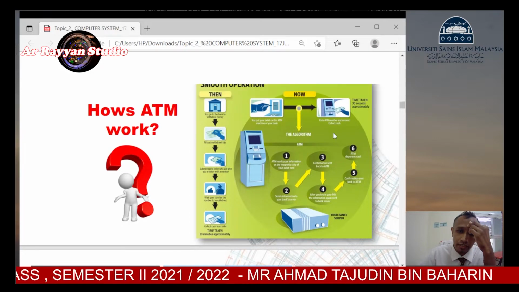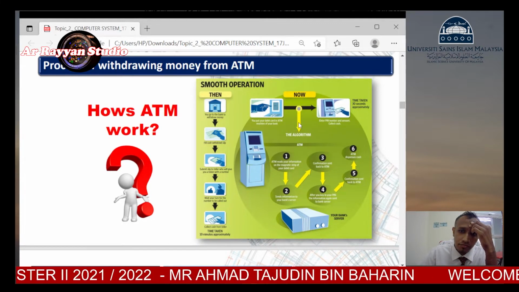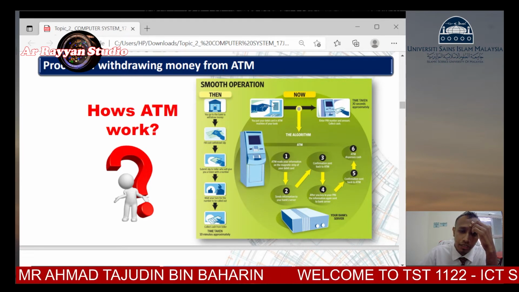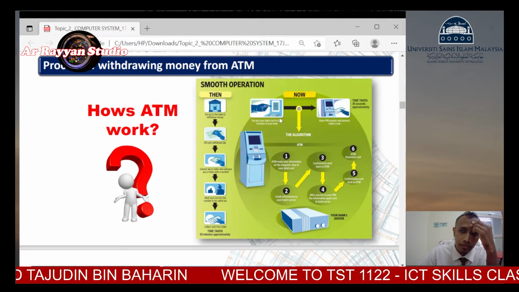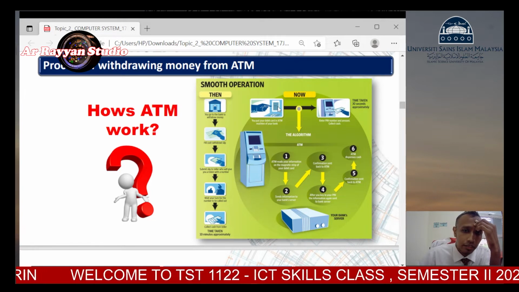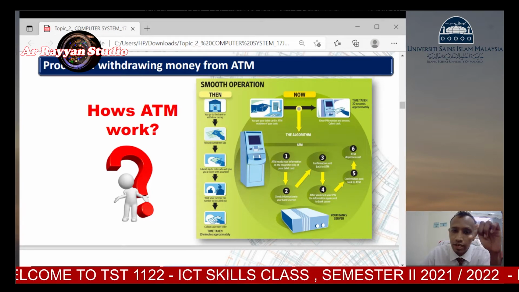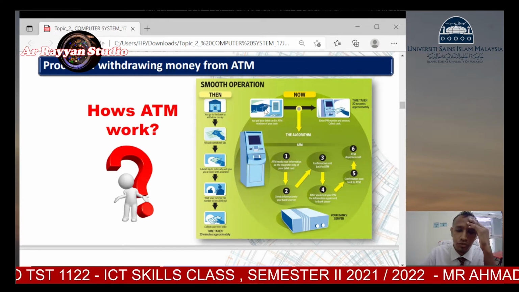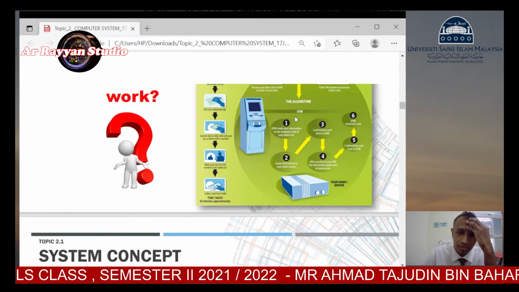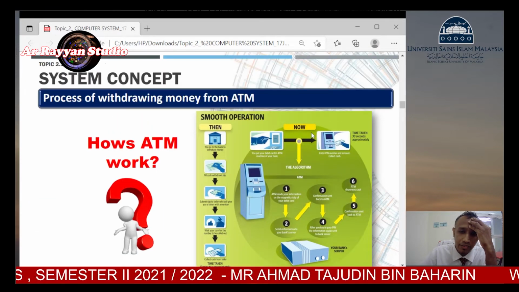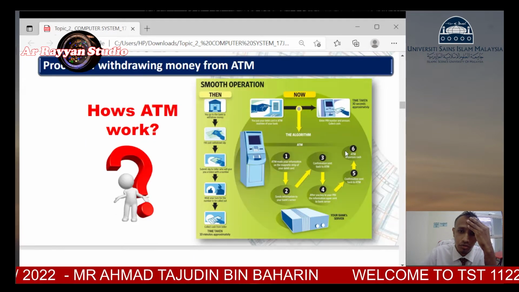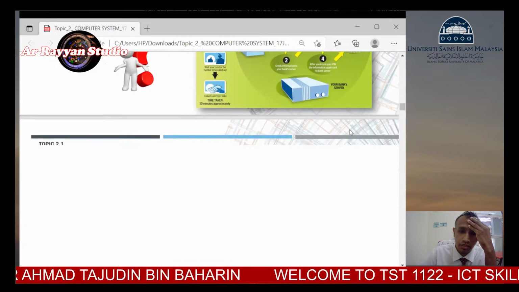Boleh? Senang je kan? So input dia adalah daripada card. Okay, you masukkan card, itu dalam input lah. Card reader tu, the card reader is input device. So they will read the information inside the card, and then the ATM machine will process. Right, that one is the process side, and then after that the money will come out. So that one from the output device.